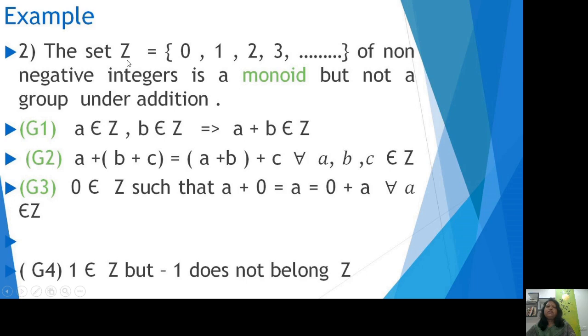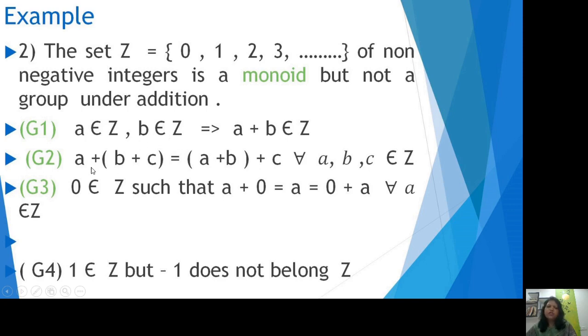So if we consider the set Z, which includes 0, that means it is the set of non-negative integers, then it is a monoid but not a group. How? See, the first condition, closure property. That means if A belongs to Z and B belongs to Z, that means if A and B are two non-negative integers, then their addition is also a non-negative integer which belongs to set Z, and therefore the first property, closure property, is satisfied.